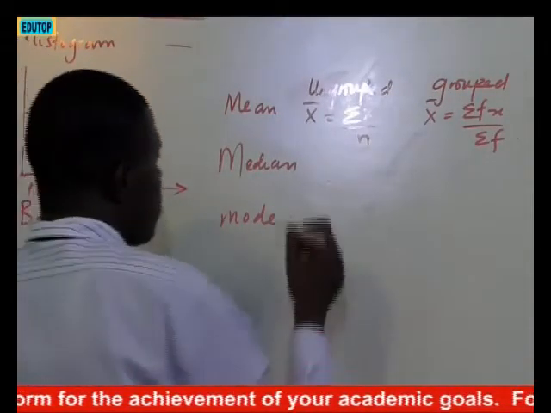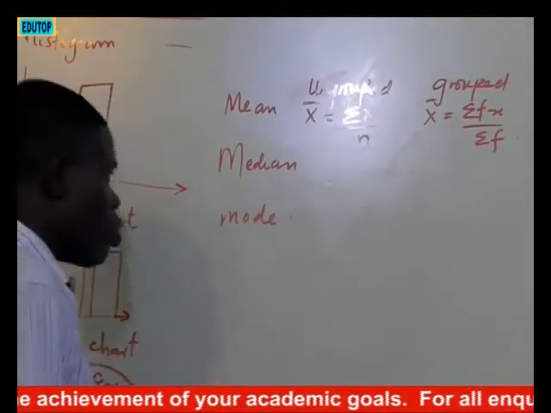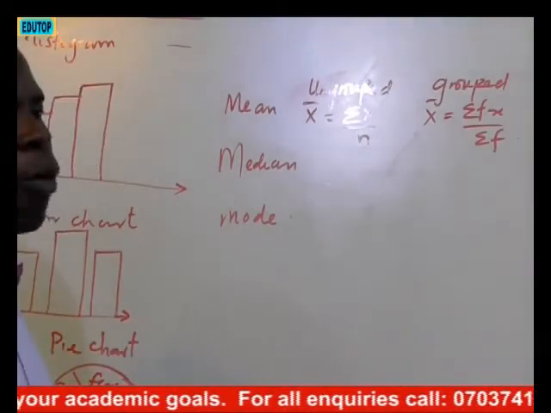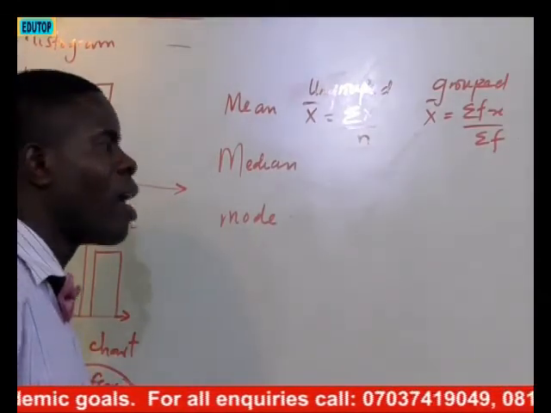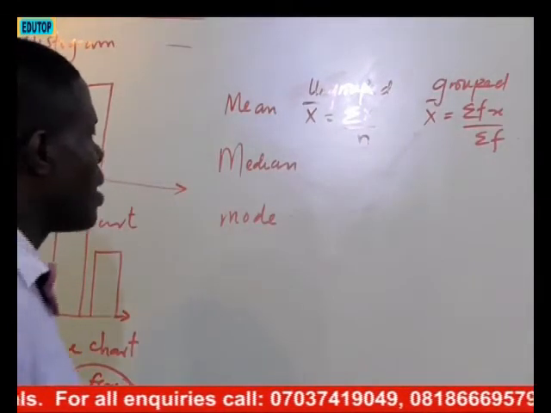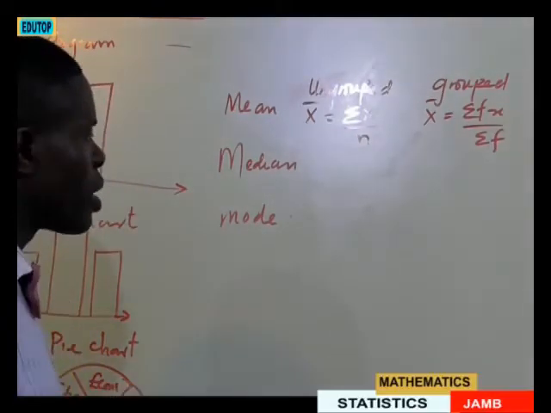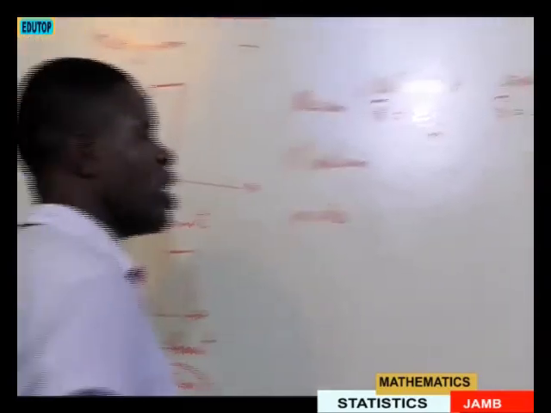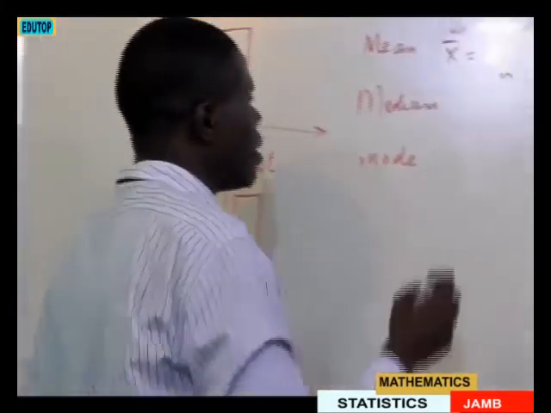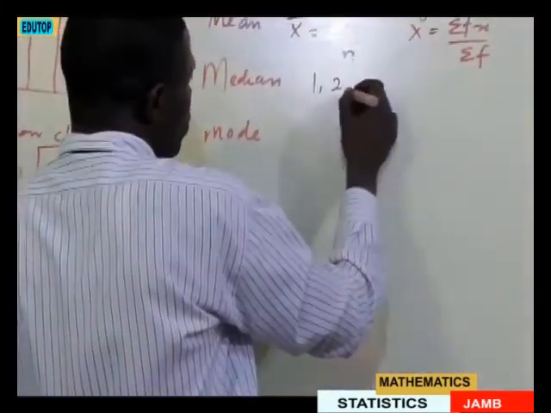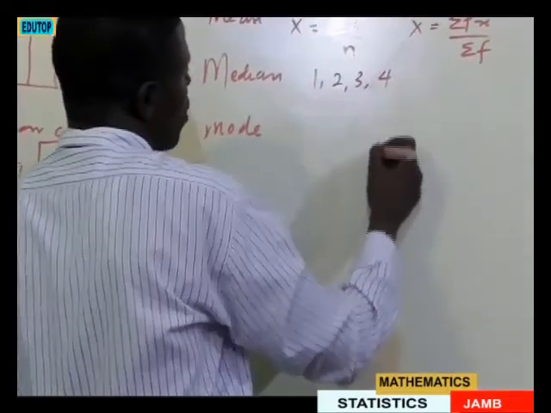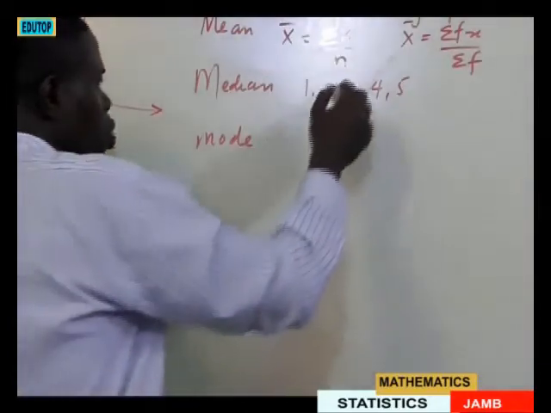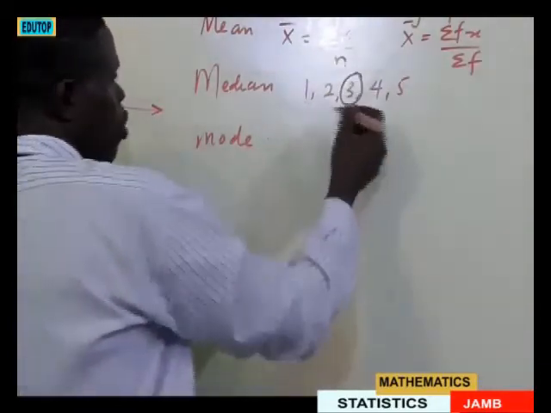Then median. Median is usually the middle number. If you are given a set of numbers that are odd, median is very easy to calculate. But if the numbers are even, then it will be somehow tricky. If you have 1, 2, 3, 4, 5, for example, and the question asks us to find the median, all we need to do is go to the middle number, which is 3. So 3 will be the median.